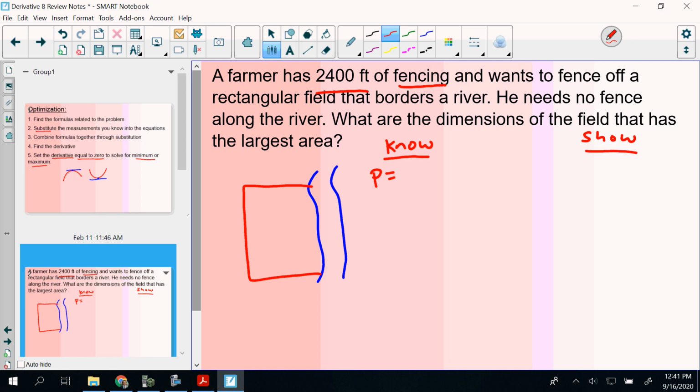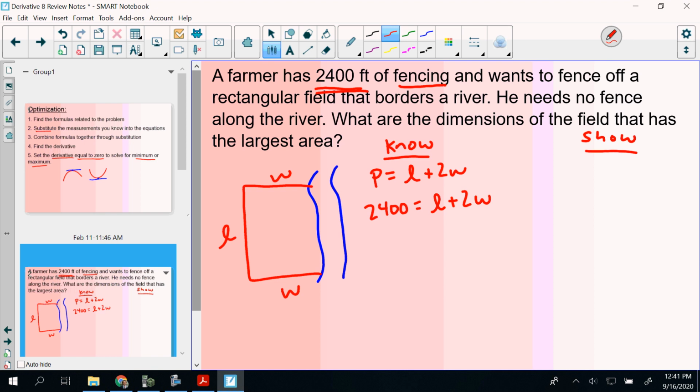We're going to need some variables. That's up to you what you want to use, x and y, or a lot of times people on this one like to use length and width, whatever you want to use. If we're talking about perimeter, that's the distance around. So we know these opposite sides are equal, and that perimeter is going to come out to be the length plus 2 of those W's. And we know the amount of fencing, so let's put that in. 2,400 equals this. So that's what we know.